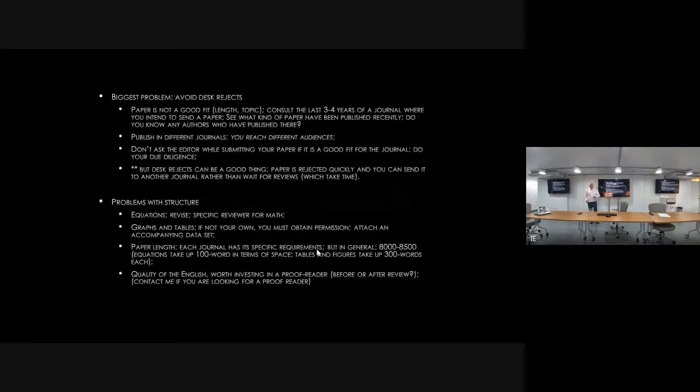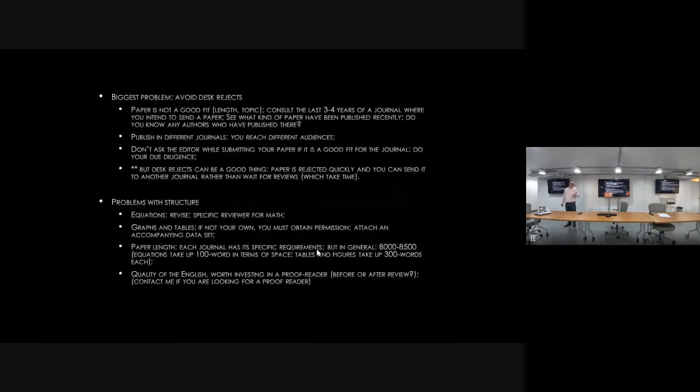I get this all the time. Don't send me an email saying, is this a good fit? I'm just going to reject the paper right there. That's your job to do. It's not my job. I'm not going to take the time to read the paper and figure out whether it's a good fit. It's your job to do your due diligence, look up the journal's history, etc. Okay? But desk rejects can be a good thing. For me, you'll get a desk reject within a day, maybe 2.